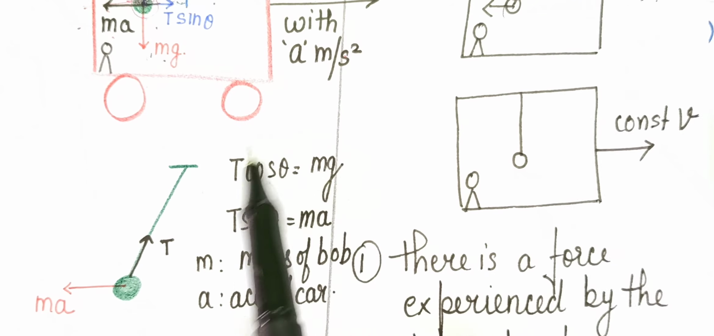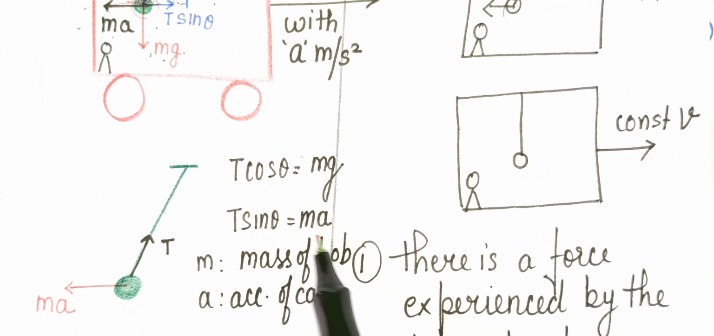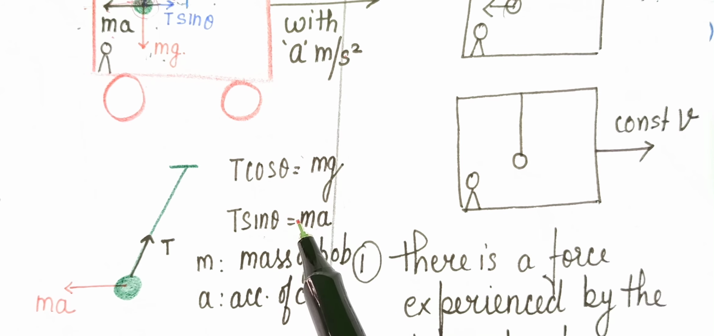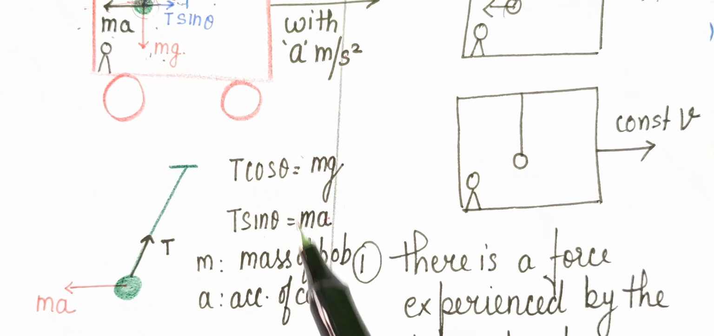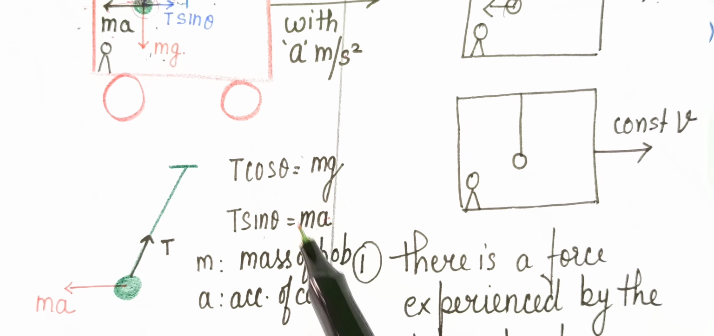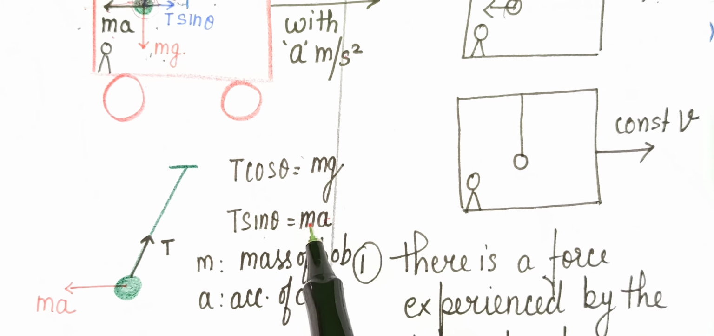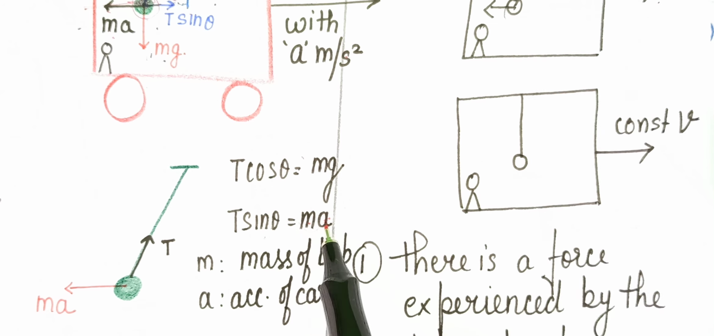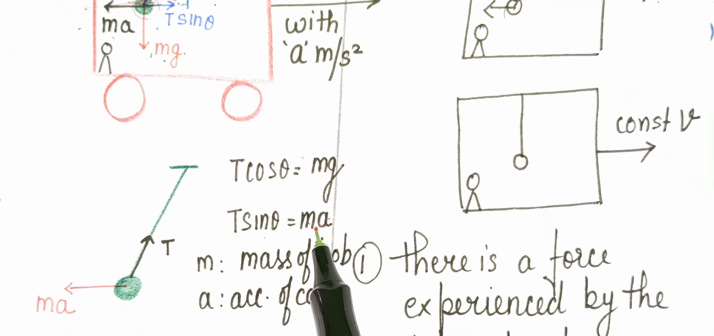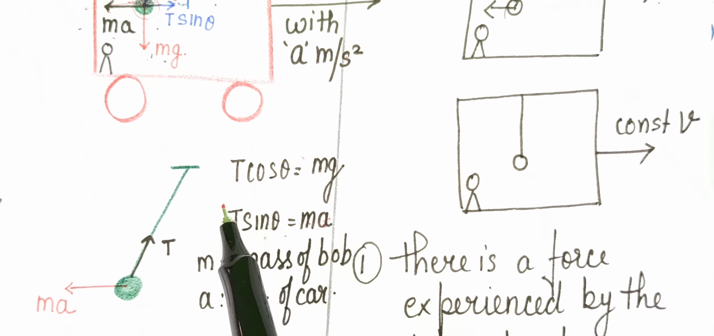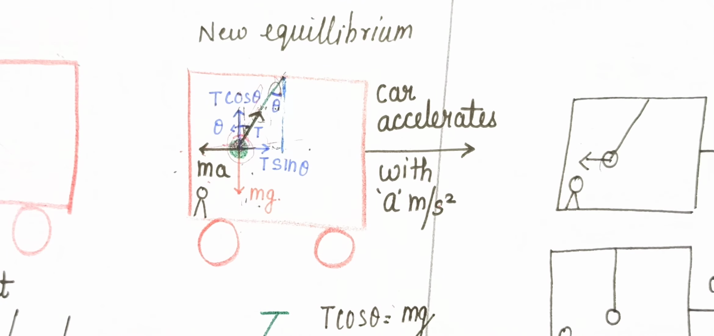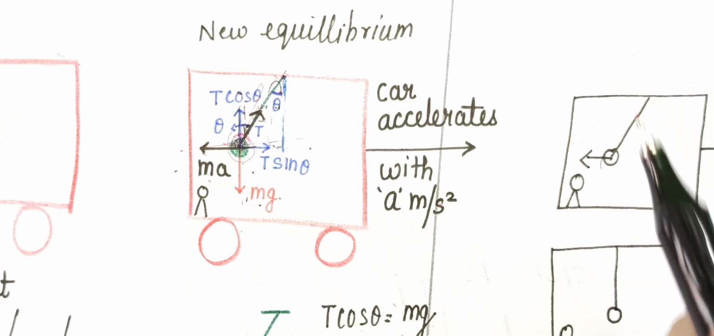So he wrote the equations, and the pseudo force he wrote as the mass of the bob which is experiencing that pseudo force and the acceleration of that environment, that is the car here, due to which this pseudo force arises. Mass of the object which is experiencing it and acceleration of the environment whose acceleration gives rise to this pseudo force. And when he used these two equations and calculated the quantities, he found that the two equations are exactly correct.